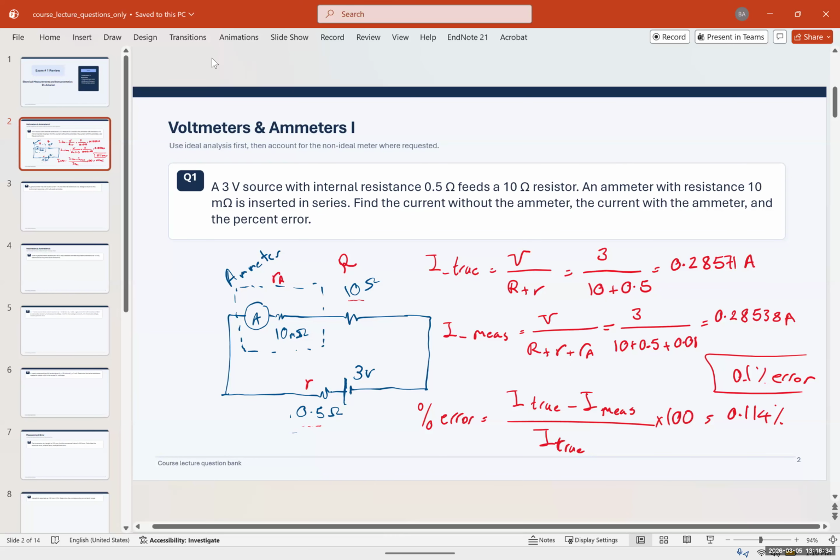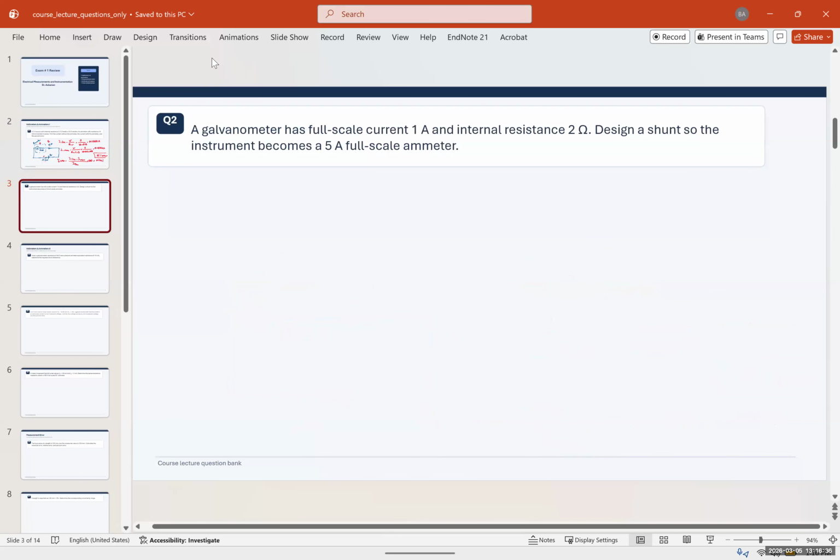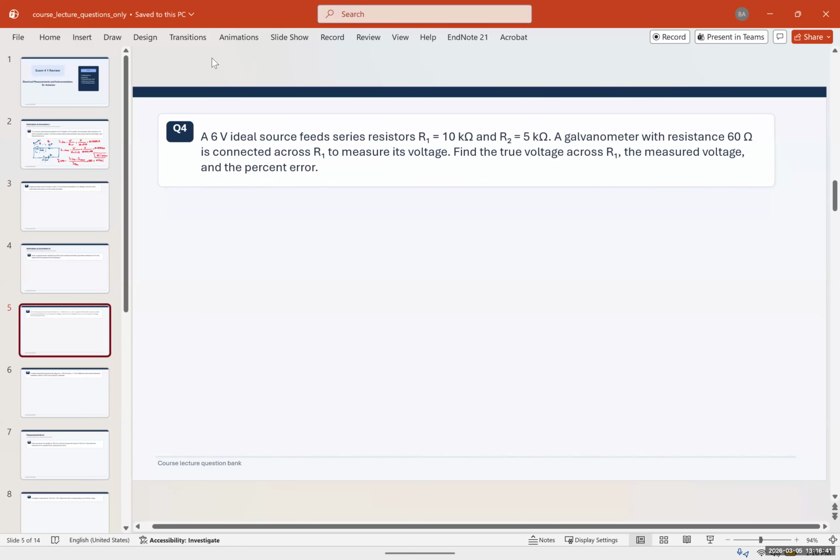So this was a simple one. I'm going to skip the simple ones so I can solve the more difficult ones. I'm going to go to question number 4.